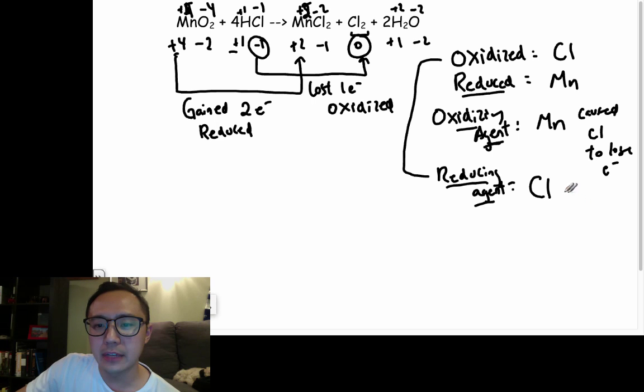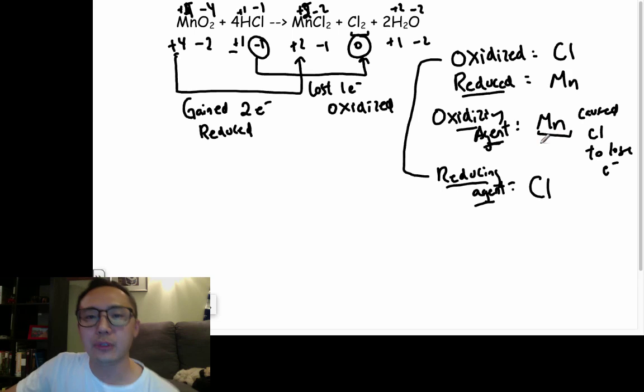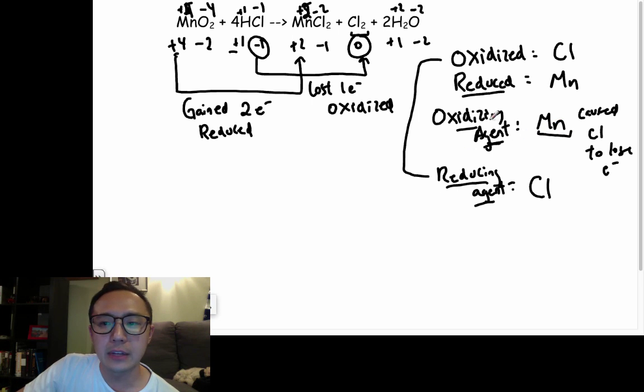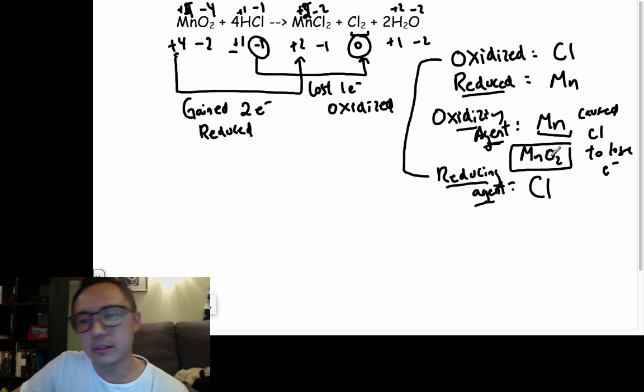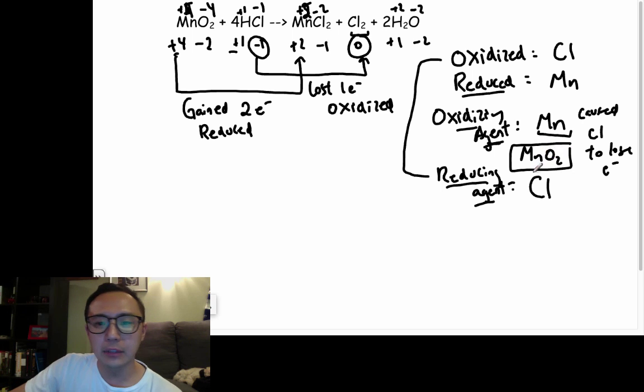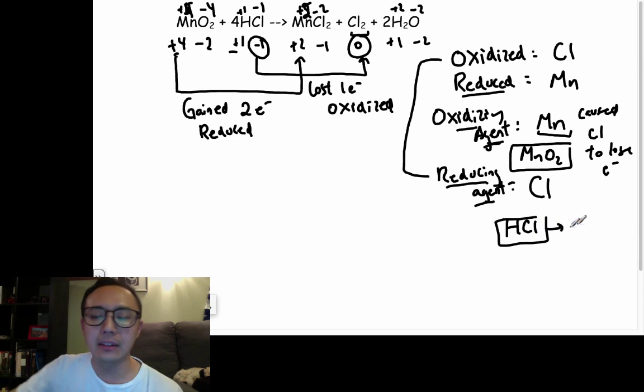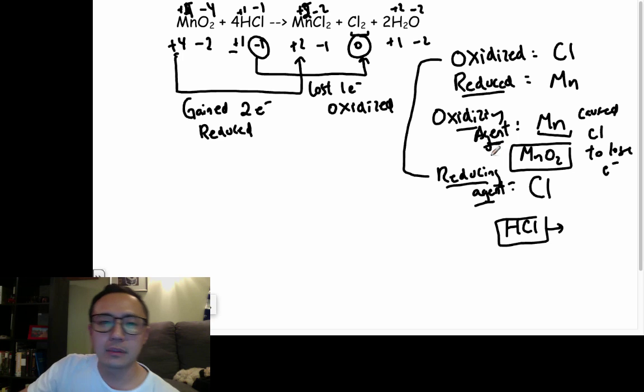For oxidizing agent and reducing agent, it's actually not just the element but the actual compound, because you put the whole compound into your solution. So the oxidizing agent in this case is MnO2. That's what you put in to cause the other to lose electrons. And the reducing agent here is your hydrochloric acid. This is the one that caused your manganese to gain electrons, so it gave the electrons to the manganese. Okay, so that's how you determine it.